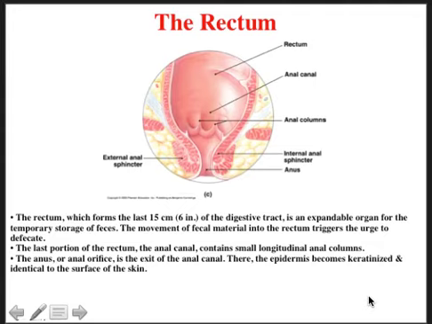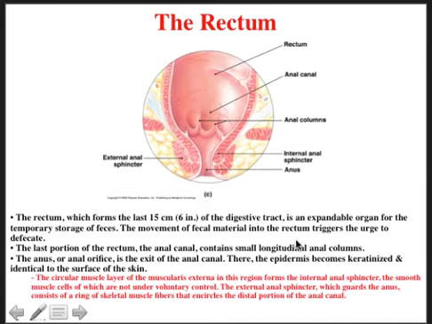There the epidermis becomes keratinized and identical to the surface of the skin. Why do you think that is? Well, think about it. There's mechanical force here, okay? And what you'd want is to have a substantial resistance to this mechanical force, or else it could bleed. And if you bleed in this area, you're in trouble because there's a lot of bacteria down there.